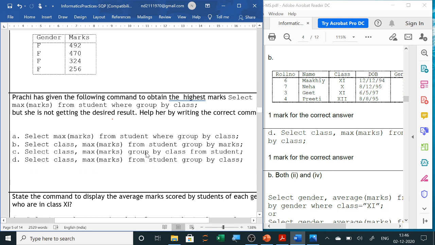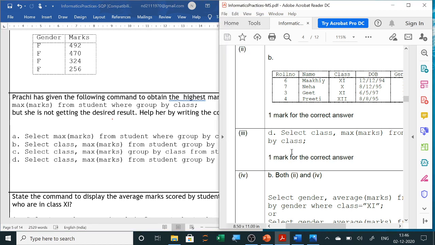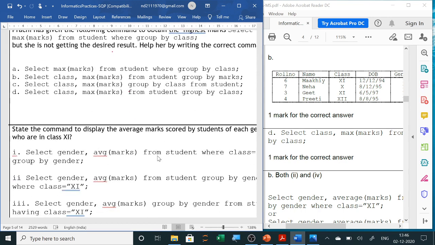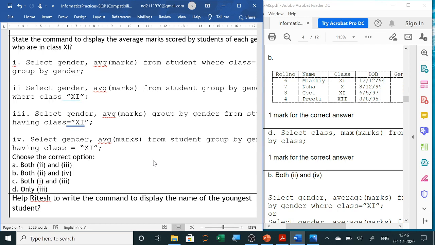So here the answer will be from student, group by class. The D should be the answer. Let us see the answer here. Yes, D is the correct answer. Select class, max marks from the table name, yes, student. So D is correct. Rest are wrong because here where cannot be used with group by. Second thing is group by marks is wrong. Group by class should be there. Class wise highest scorer you have to display.